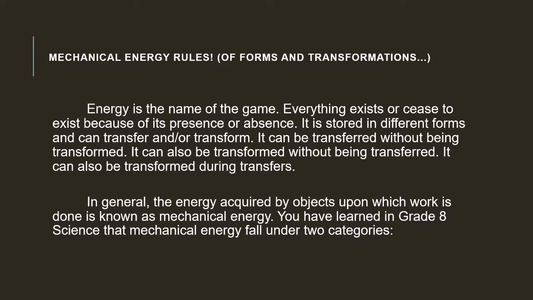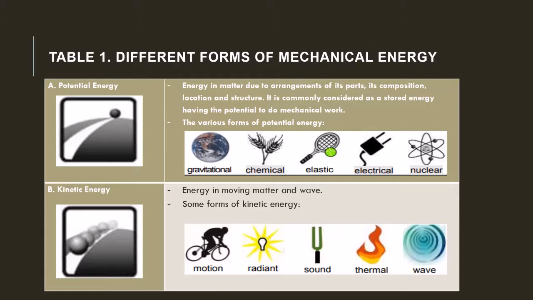In general, the energy acquired by objects upon which work is done is known as mechanical energy. You have learned in grade 8 science that mechanical energy falls under two categories. Table 1, different forms of mechanical energy. First, we have potential energy. Energy in matter due to the arrangement of its parts, its composition, location, and structure is commonly considered as stored energy having the potential to do mechanical work.